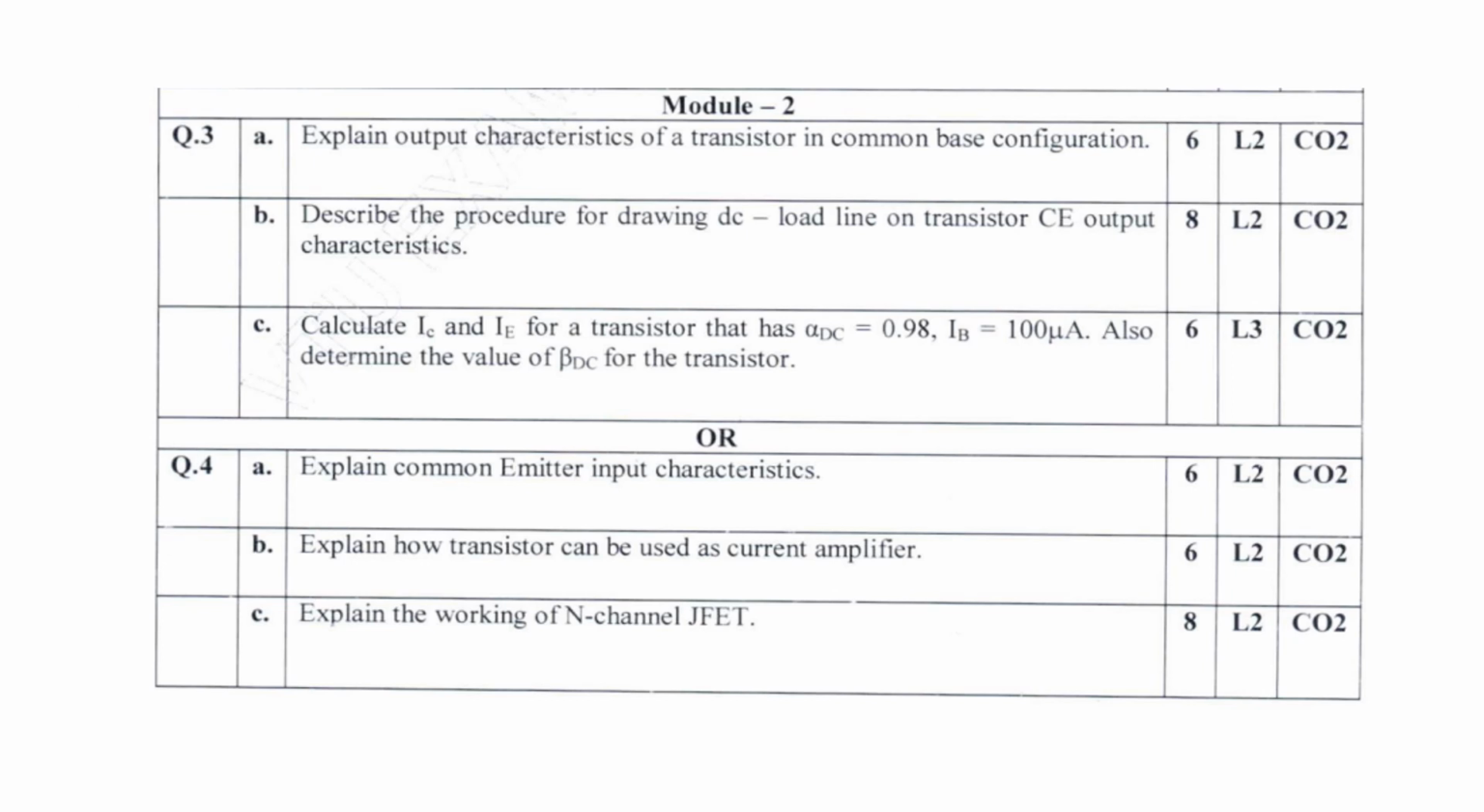The OR choice will be: explain common emitter input characteristics, explain how transistor can be used as current amplifier, explain the working of N channel JFET. So these are the set of questions.